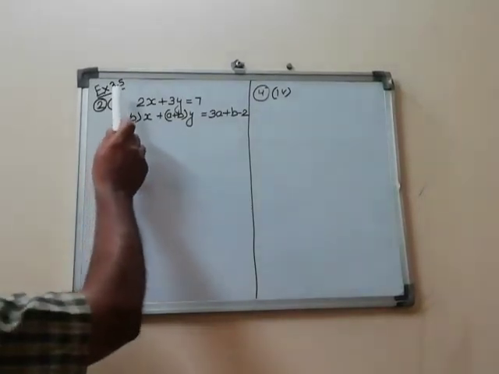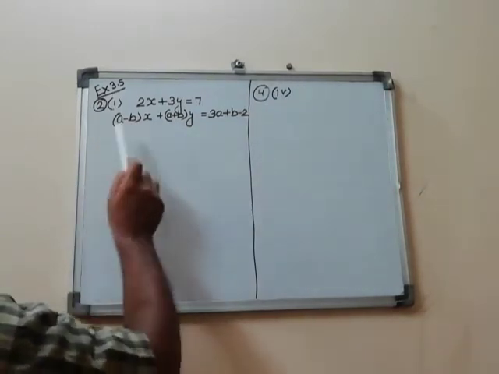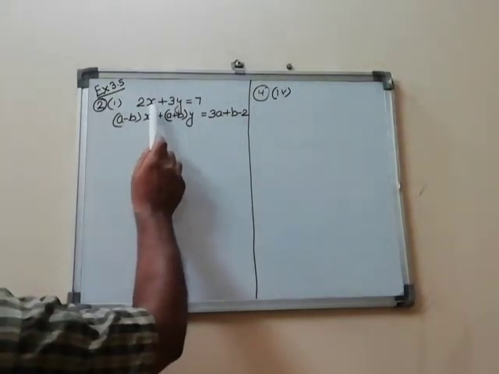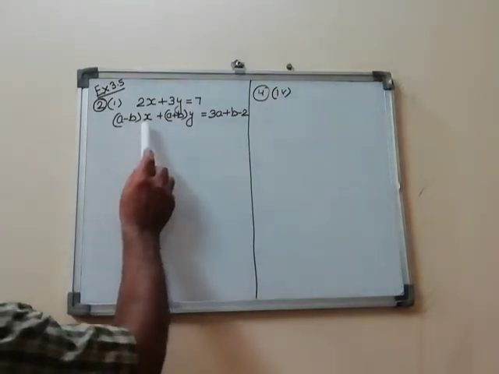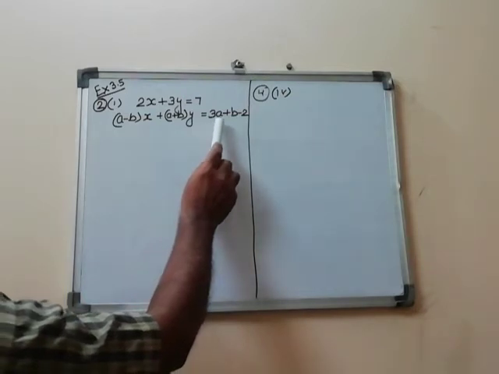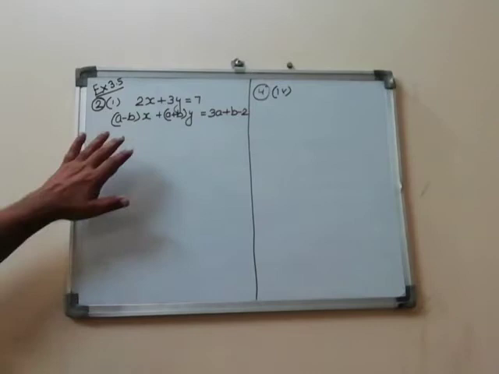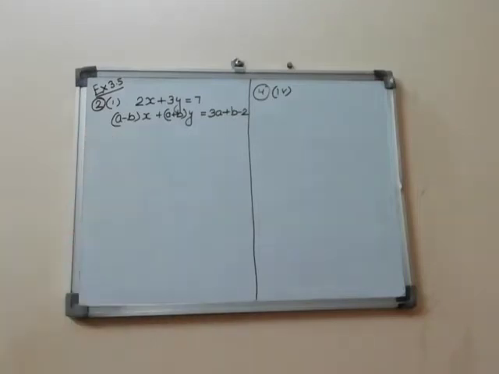Exercise 3.5. Let us discuss the second question, first part, in which the equations are given: 2x plus 3y equal to 7, and (a minus b) into x plus (a plus b) into y equal to 3a plus b minus 2. For what values of a and b do these two equations have infinitely many solutions?